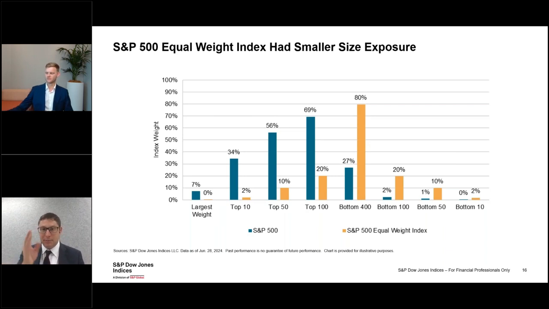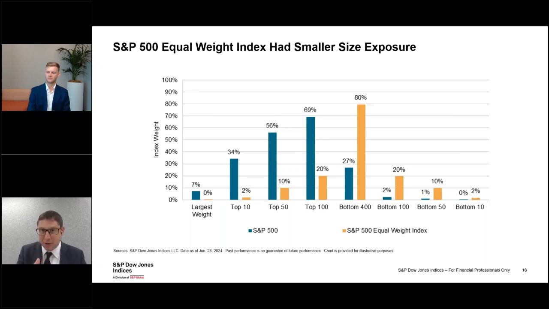And look, let me point out something super obvious, right? It's an equal weight index. The bottom 400 out of 500 stocks are going to get about an 80% weight. In the S&P 500, as of the end of June, there's only 20% weight in total on the right-hand side 400, and 56% weight, more than half in the S&P 500, in the top 50.